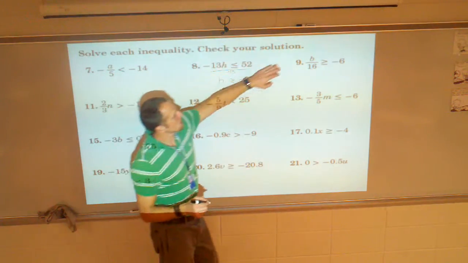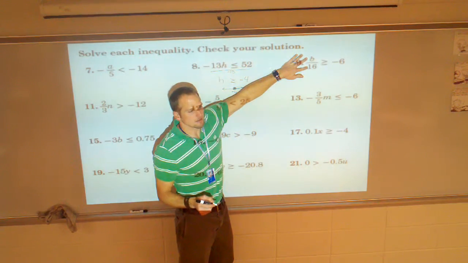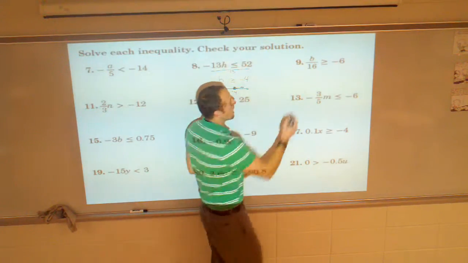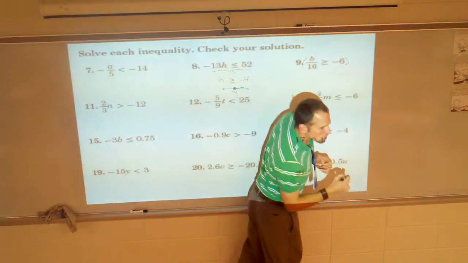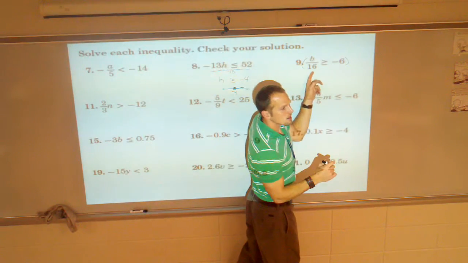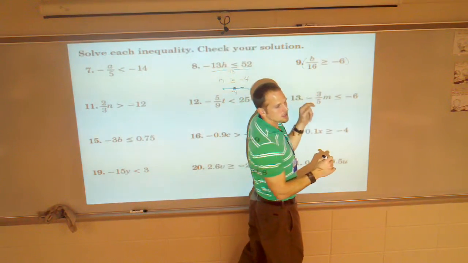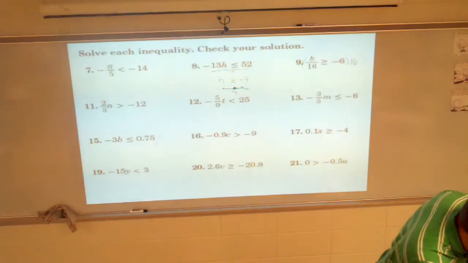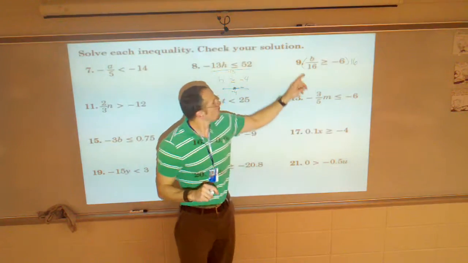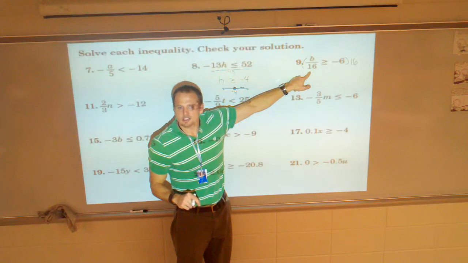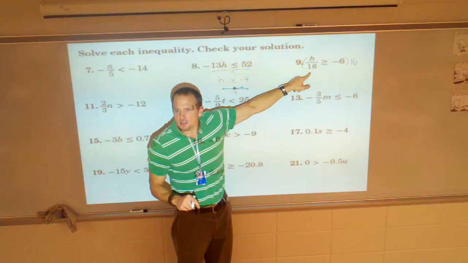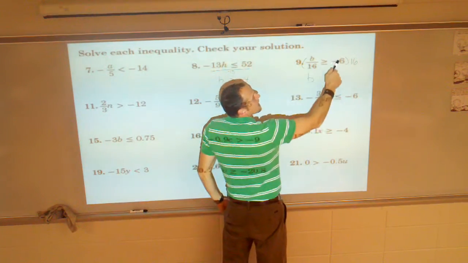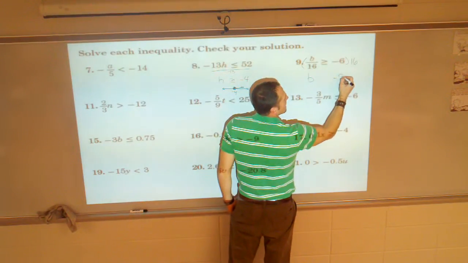Now, look at this one. b divided by 16 equals negative 6. Danielle, how do I get rid of this 16? This is already divide, so I multiply. And tell me, what do I need to multiply both sides by? 16. Everybody tell me, what am I multiplying both sides by? 16. Positive or negative 16? Positive. Positive 16, right? Okay, so this cancels over here. I've got b. Negative 6 times 16 is negative 96.